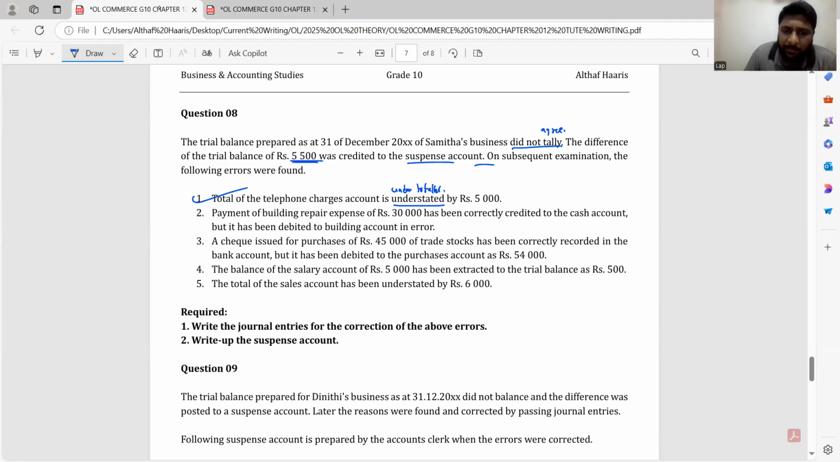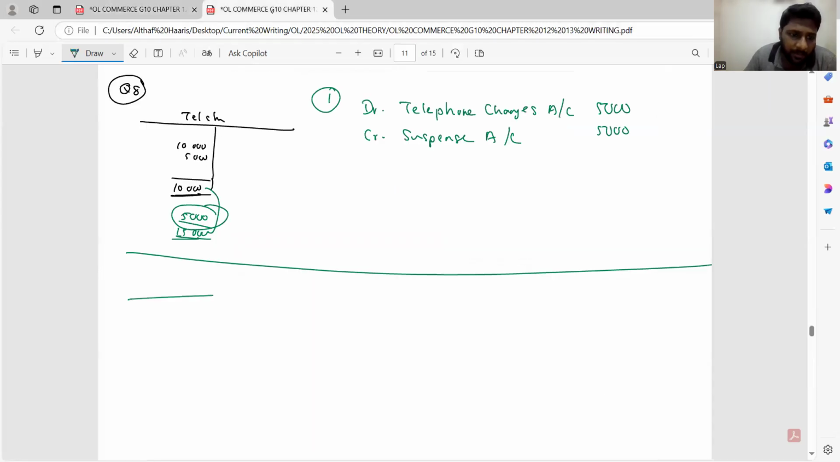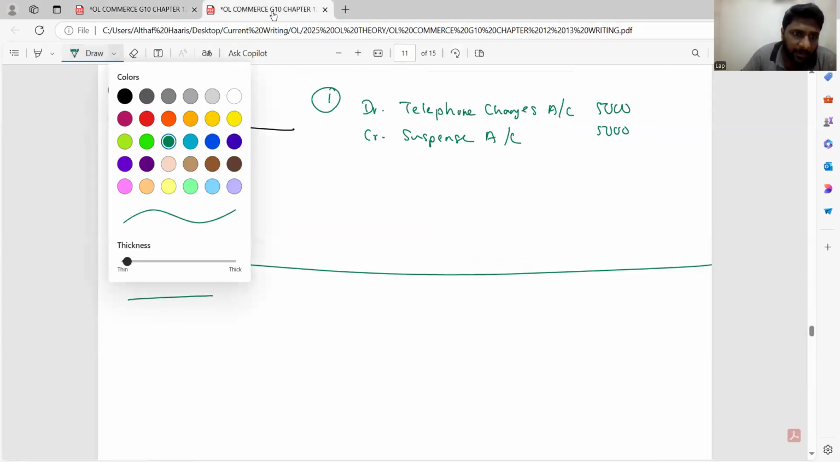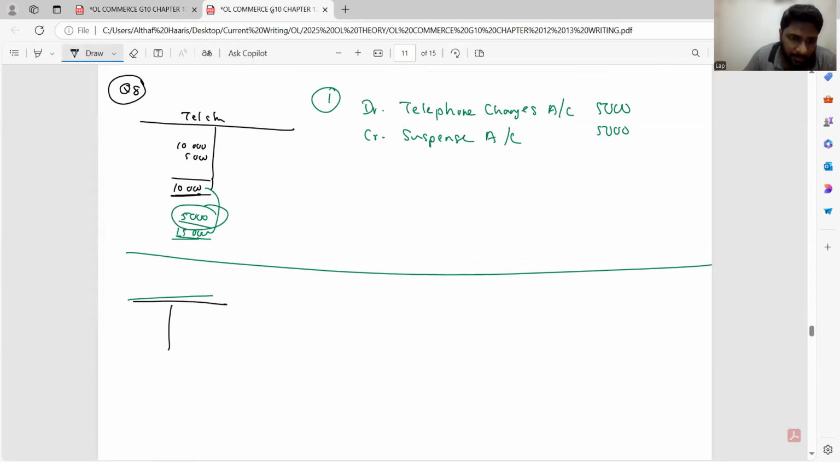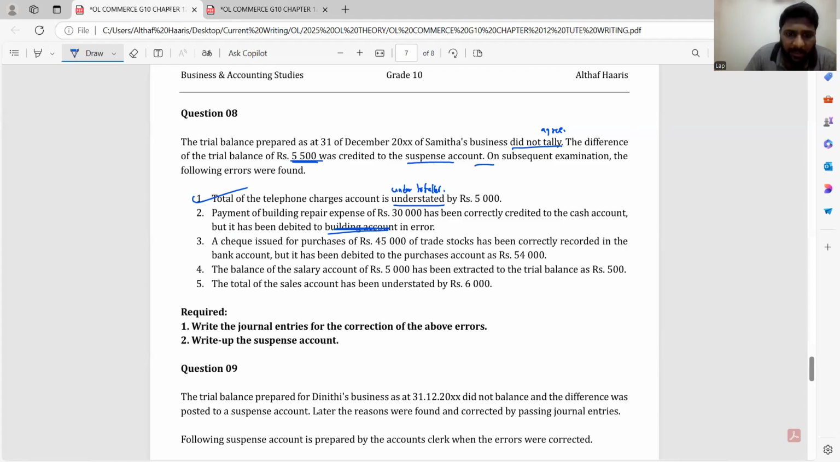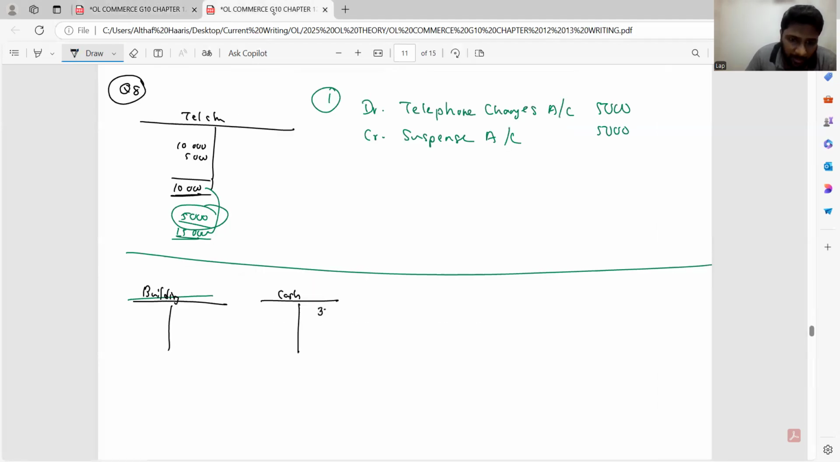Payment of building repair expense 30,000 has been correctly credited to the cash account, but it has been debited to the building account. So people, what have you done? Here you have the cash account. Here the building account. How much is the amount? 30,000. Cash account credited 30,000. Building account debited 30,000.